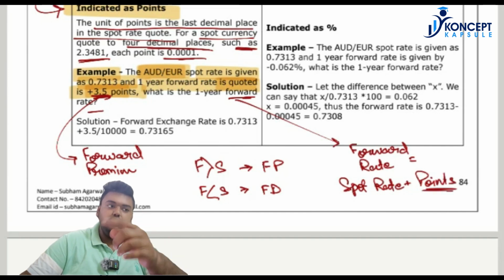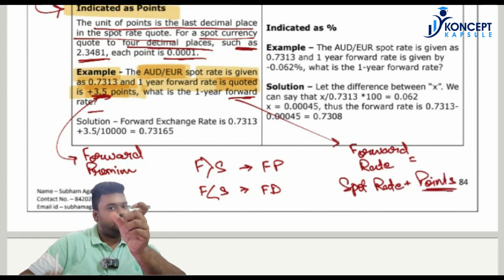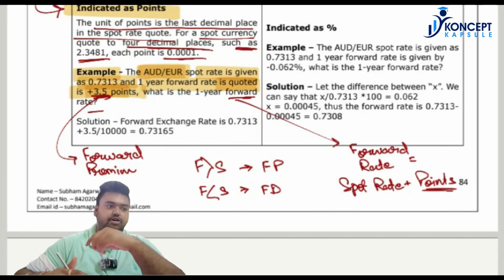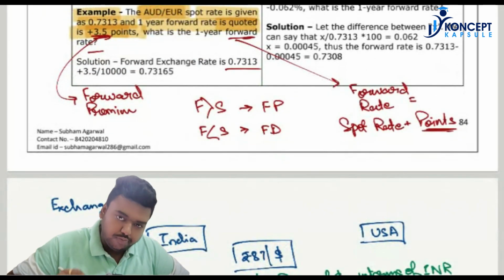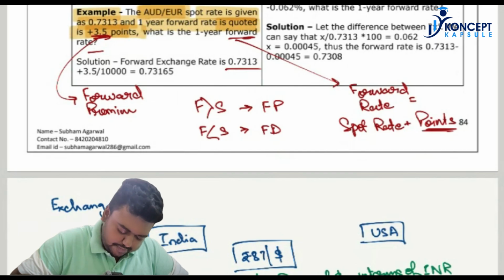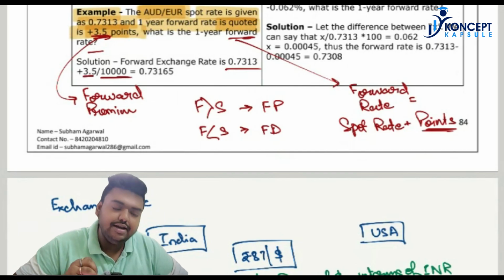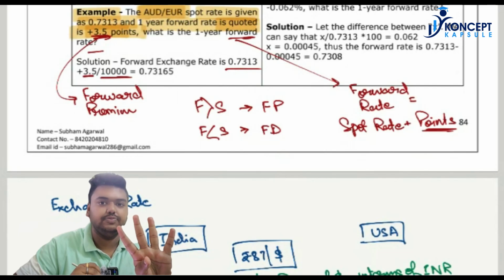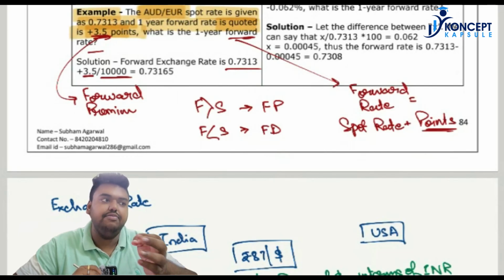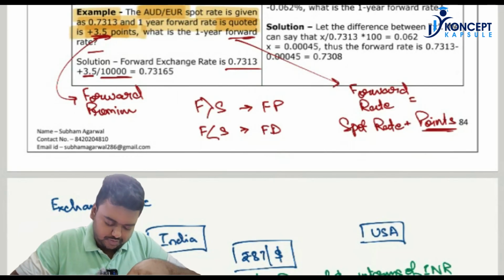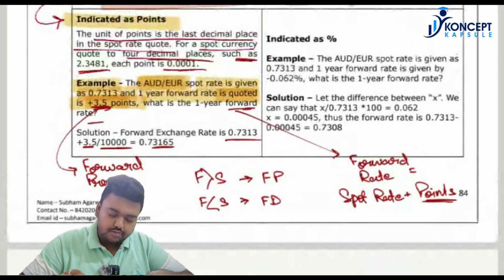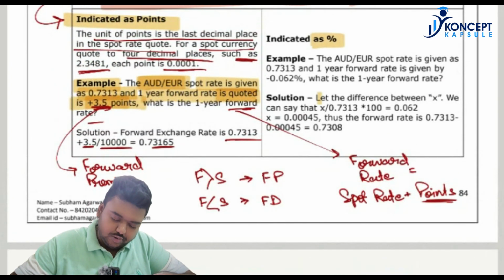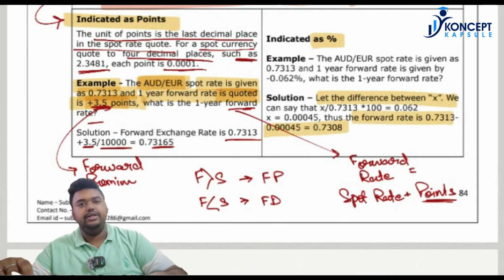Now, the rule to convert the points is that the number of decimals in the spot rate, the same number of decimals will be there in the forward rate. See, 0.7313, which is the spot, plus 35 divided by 10,000. Why? Because there are 4 decimal places in spot. If there were 3, it would have been 1,000. Are we clear, guys? Similarly, in percentage as well. This you can do in your homework.